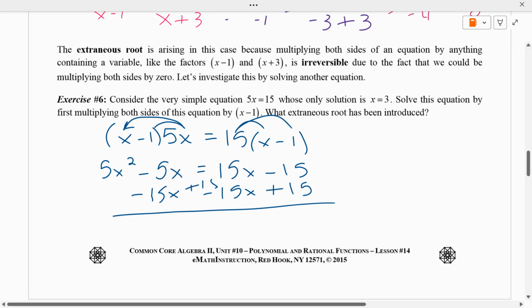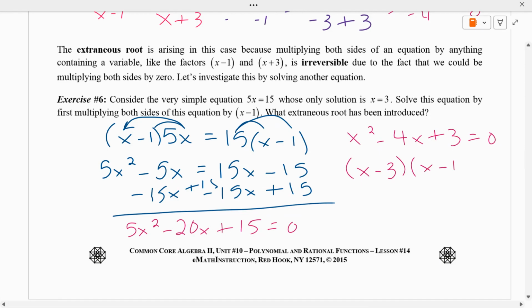So I can set it equal to 0. And when I do that, I end up with 5x squared minus 20x plus 15 equals 0. First of all, I can take a 5 out of this, and that leaves me with x squared minus 4x plus 3 equals 0. And when I factor this, I get x minus 3 times the quantity of x minus 1 equals 0, which means that x equals 3 and that x equals 1.